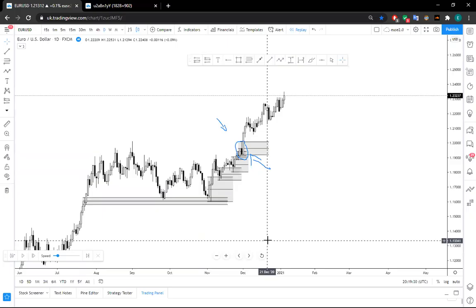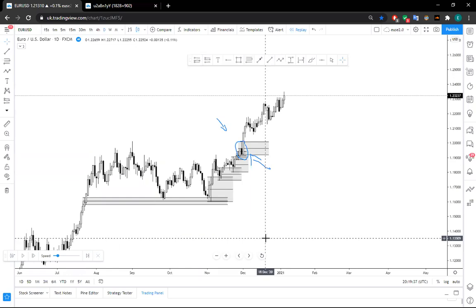Yeah. Nice, nice, nice. That's it. Just following the bullish money. Following the bullish money. Nice.